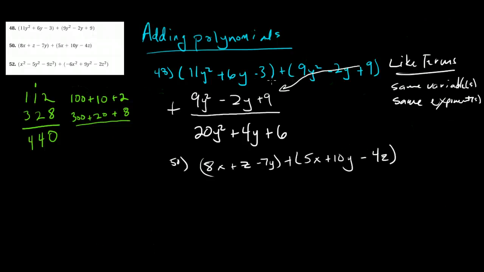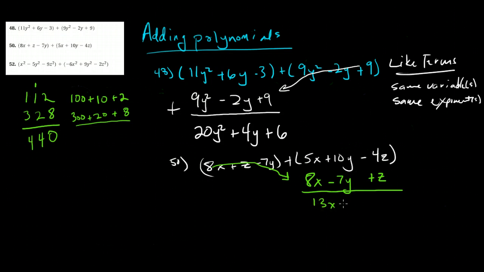And whereas last time we wrote the top quantity and this quantity underneath it, we can just as easily write this quantity underneath here. But remember, notice this says x, z, and y, and here I have x, y, and z. And remember, in order for this to work, I have to put my like terms together. So 8x goes under the x term, the z goes under the z term, and my negative 7y goes under the y term. So basically, I've taken all of this and rewritten it down there, and now I just add straight down.